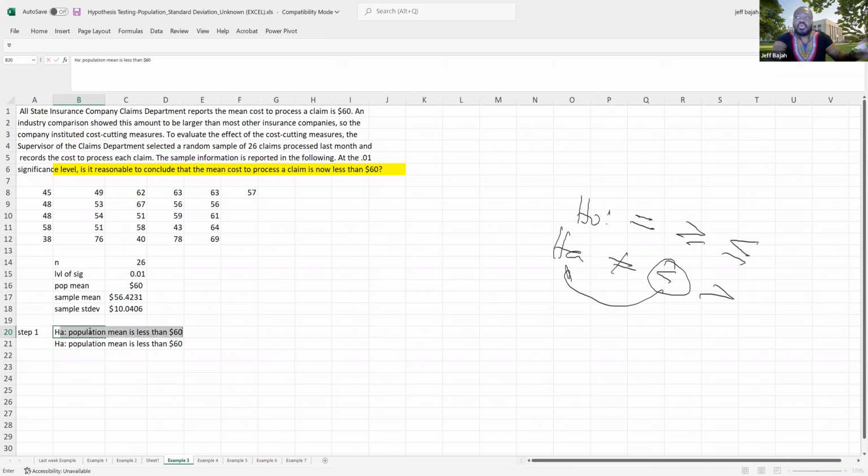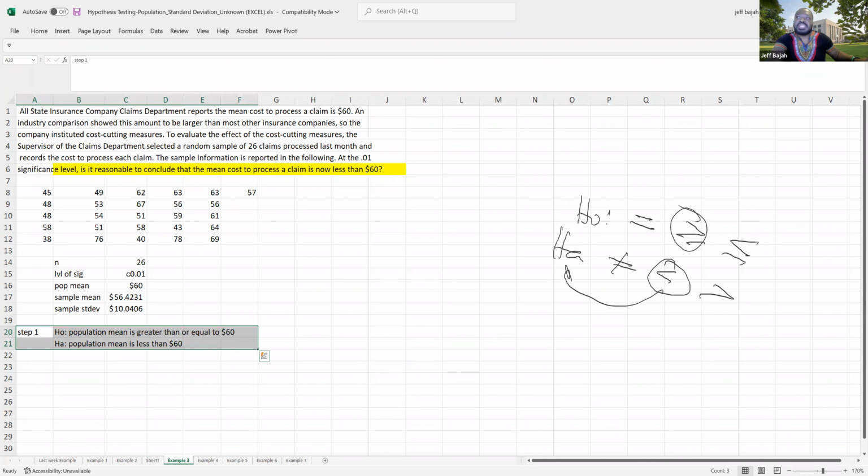And then H sub O is basically going to be the opposite. We know that because the opposite here is greater than or equal to. So we'll say the population mean is greater than or equal to $60. So we've done our first step.